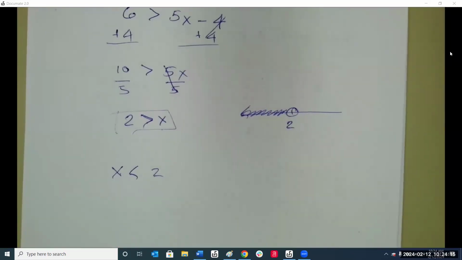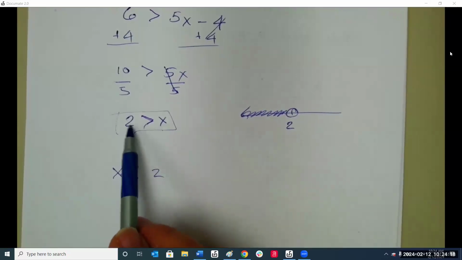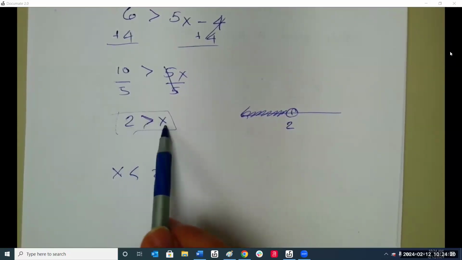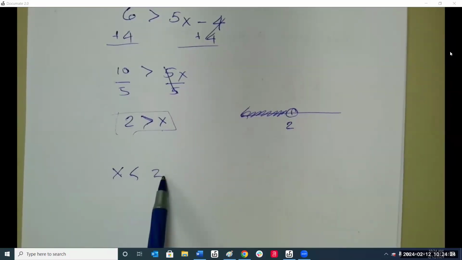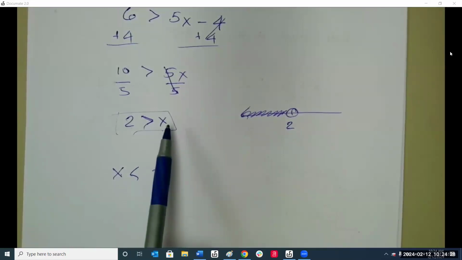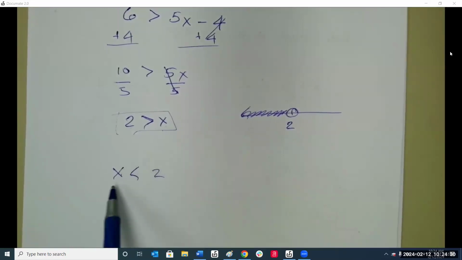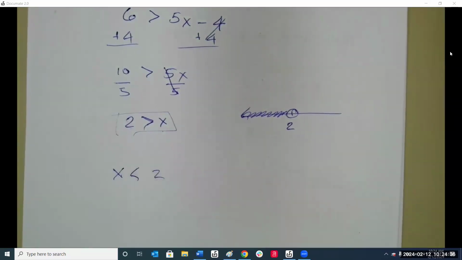Ooh, trick question. Because this says that 2 is greater than x, which means that x is less than 2. So whenever you get to these, always put it so x is to the left hand side. Just take it pretty much and flip your paper over. That's all you're really doing.